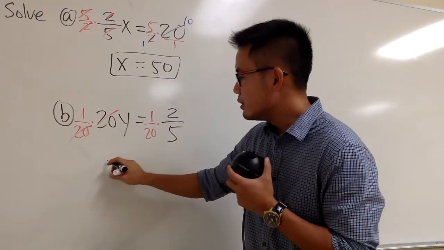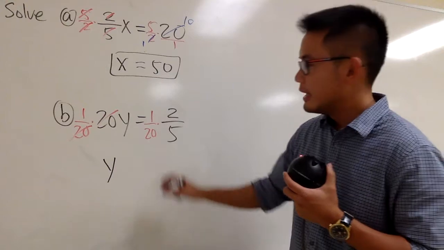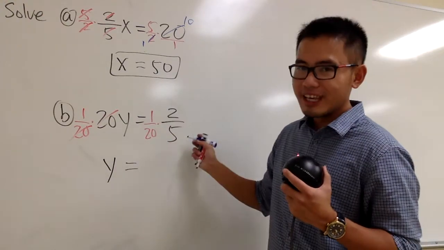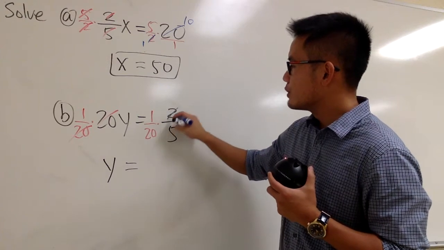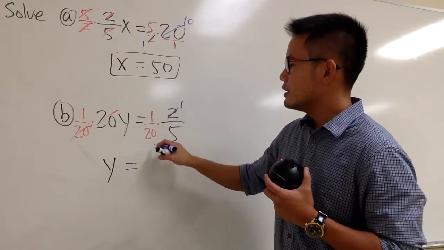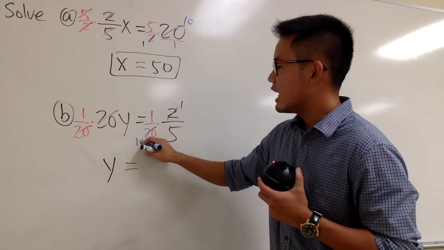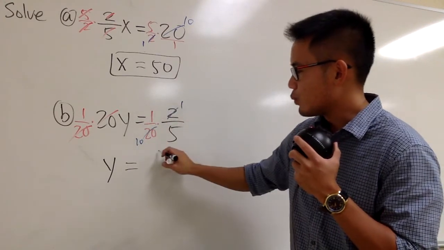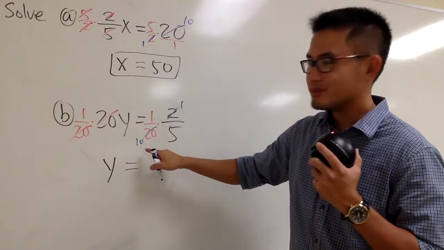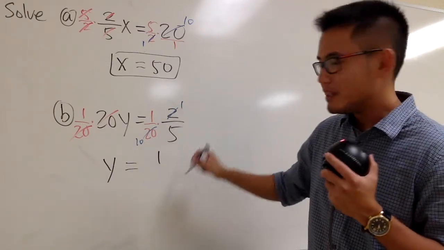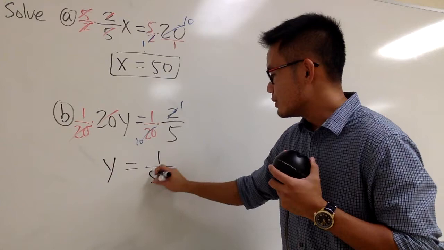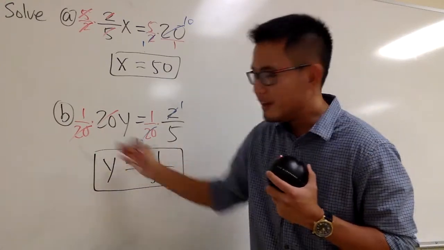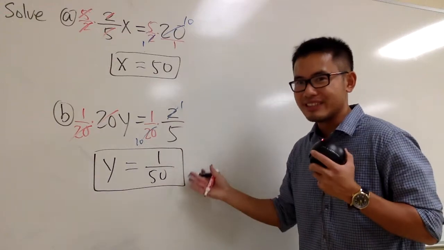On the left-hand side, you know it will be y by itself. And this is equal to, now we can cross cancel again. Here's a 2. 2 goes into 2 one time. 2 goes into 20 10 times. On the top, this is 1 times 1, which is 1. On the bottom, we have 10 times 5, which is 50. So the answer to this question is y equals 1 over 50. Okay? And that's it for this.